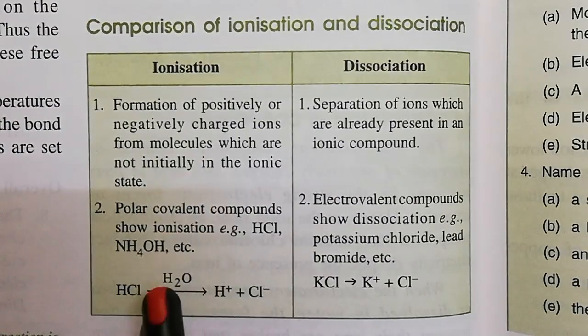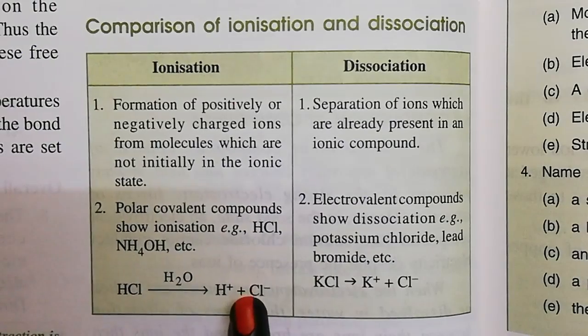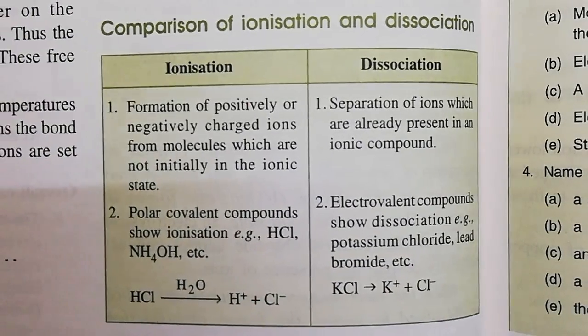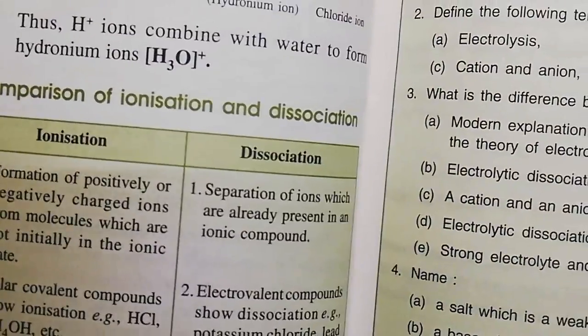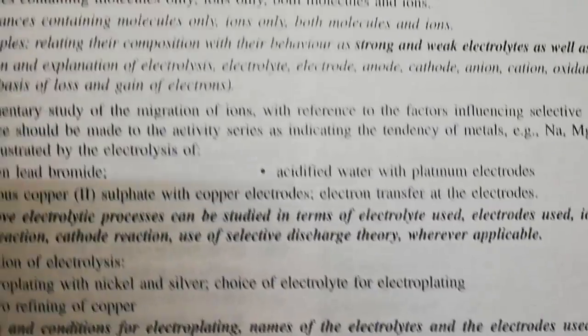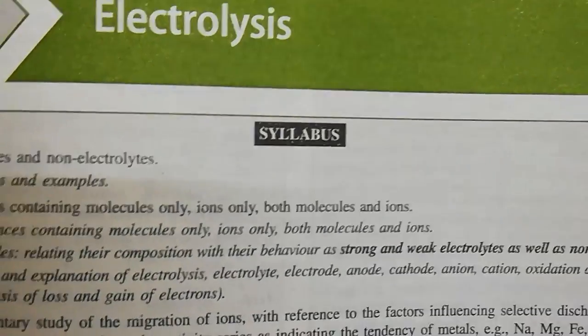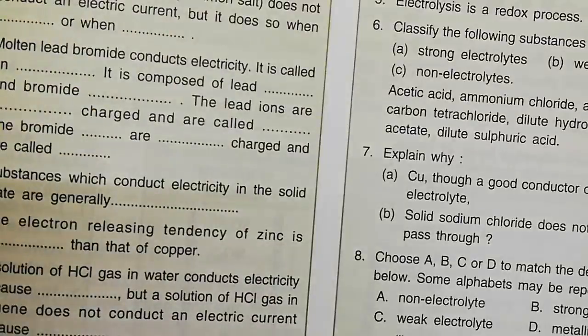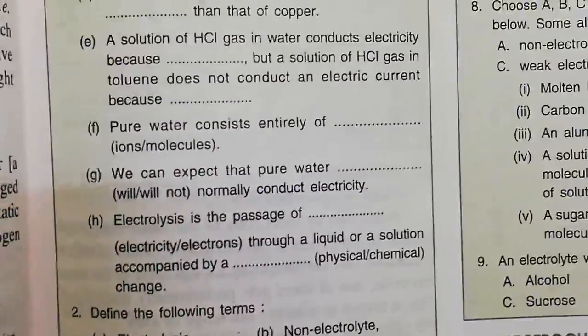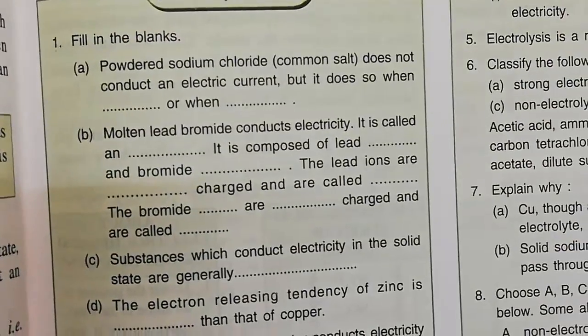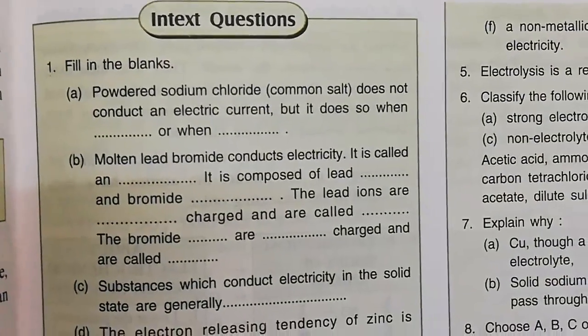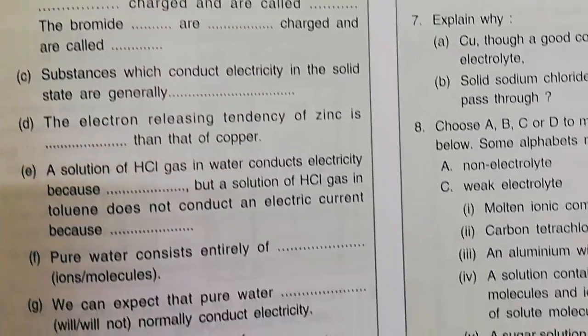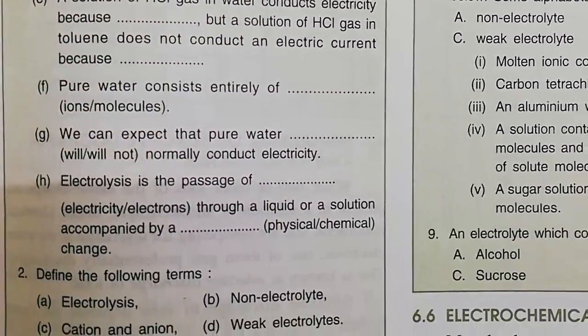So just to go through the comparison of ionization and dissociation. Ionization means formation of positively or negatively charged ions from molecules which are not initially in the ionic state. But dissociation is the separation of ions which are already present in an ionic compound. So dissociation generally occurs for compounds like KCl, an ionic, electrovalent compound, but for HCl, hydrogen chloride, ionization occurs. They are not the same thing.